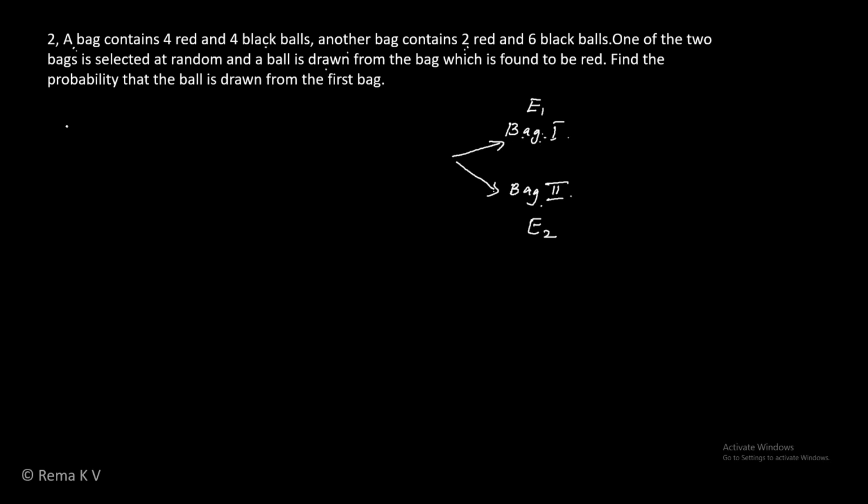Okay, so you have to write down the events. E1 is choosing bag 1. Then E2 is choosing bag 2. So along with this, you can write probability of E1 is 1 by 2 and probability of E2 is 1 by 2.